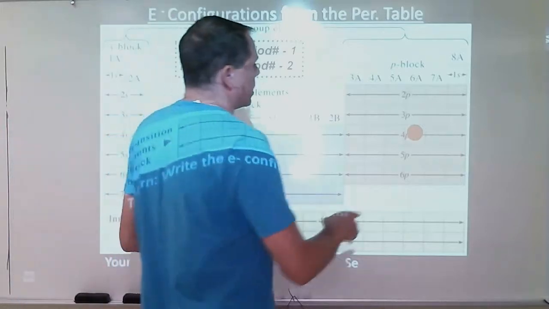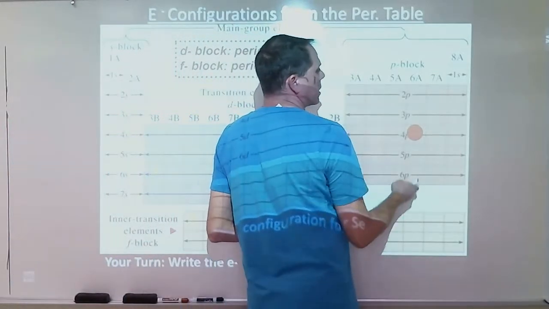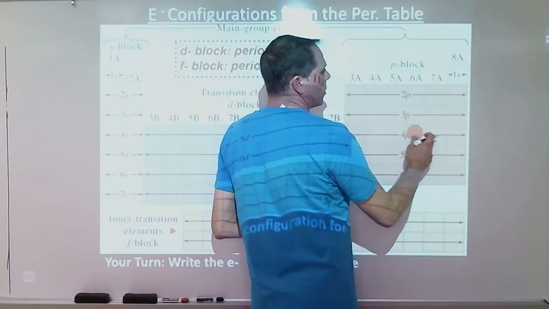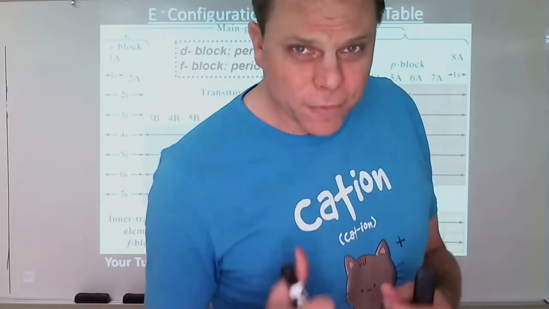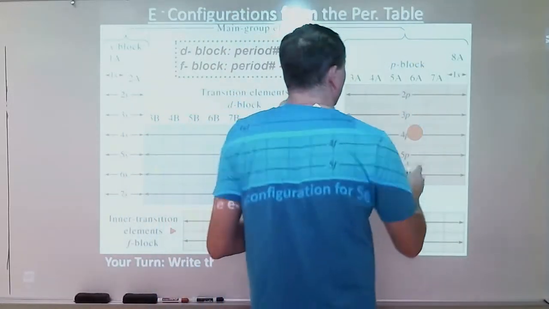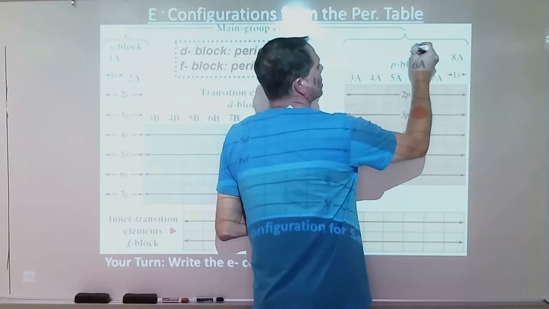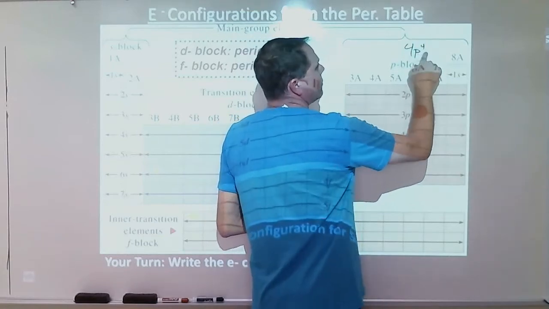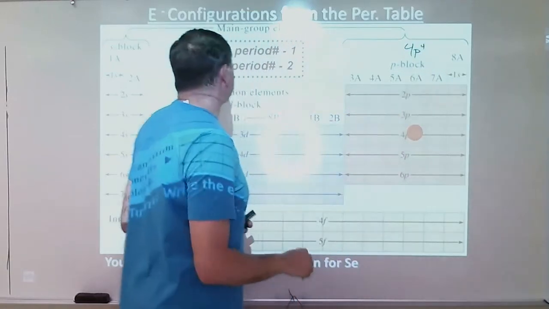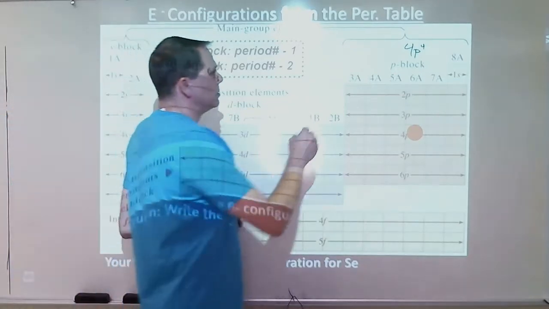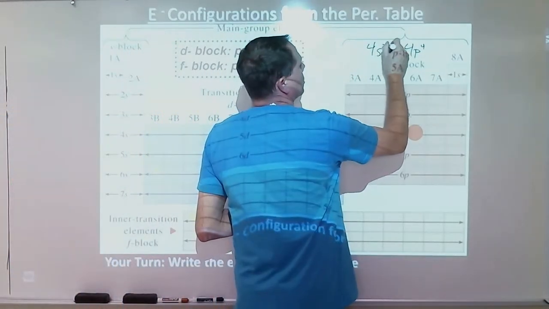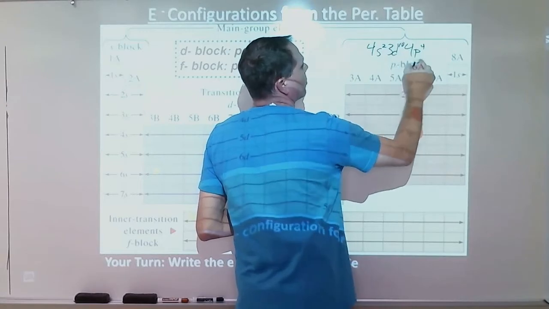If selenium is right here, then what is it going to want to do? It's going to want to get a full octet. Remember, when ions form, they try to get the full octet of electrons. Right now it's got 4p4. It's got 4 electrons in the p sublevel. It also had 4 electrons in the s sublevel. So it was 4s2, 3d10, 4p4.